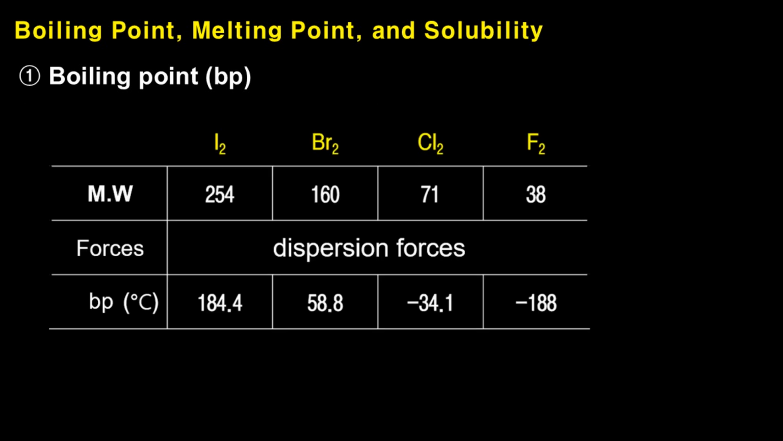Now let's see how molecular weight affects boiling points when the main intermolecular force stays the same. A good example is the halogen molecules: I2, Br2, Cl2, and F2. They're all nonpolar, so they rely only on dispersion forces. Here's the trend in boiling points. I2 boils at 184.4 degrees Celsius, Br2 at 58.8, Cl2 at -34.1, and F2 way down at -188. So what does that tell us? As molecular weight increases, boiling point goes up. That's because bigger molecules have stronger dispersion forces, which makes it harder for them to escape into the gas phase.